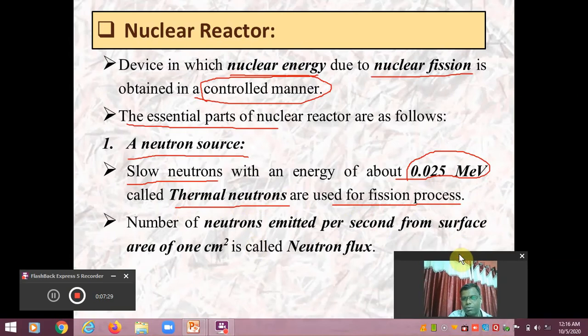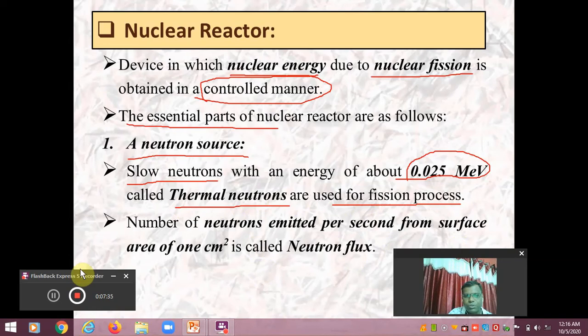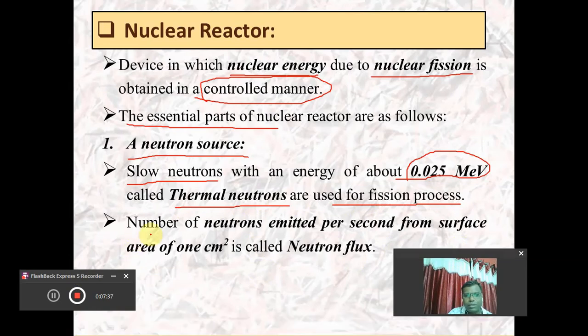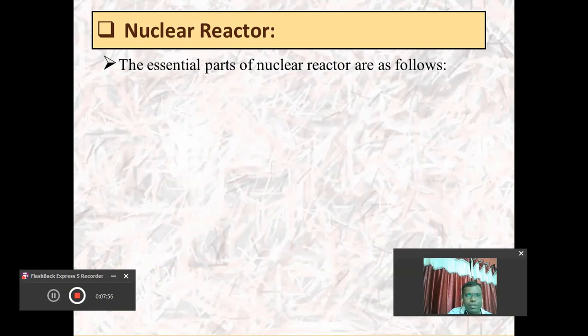So how many neutrons are available, or emitted from the particular source? The number of neutrons emitted per second from a surface area of 1 centimeter square is called the neutron flux. So the number of neutrons emitted per second from the surface area of 1 centimeter square is called the neutron flux.